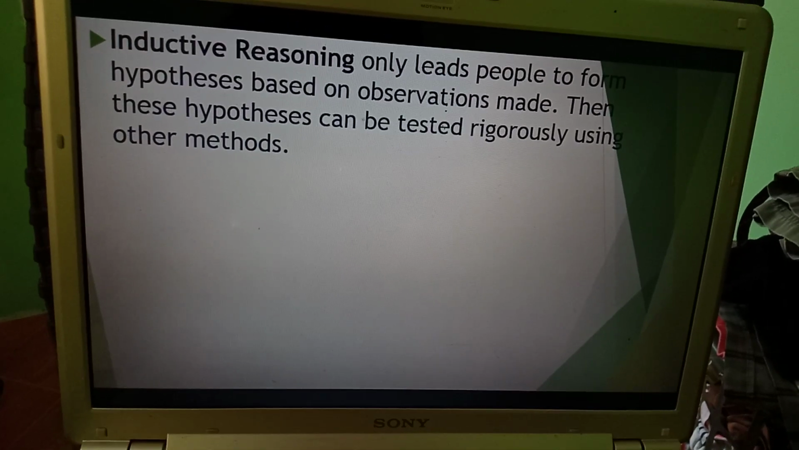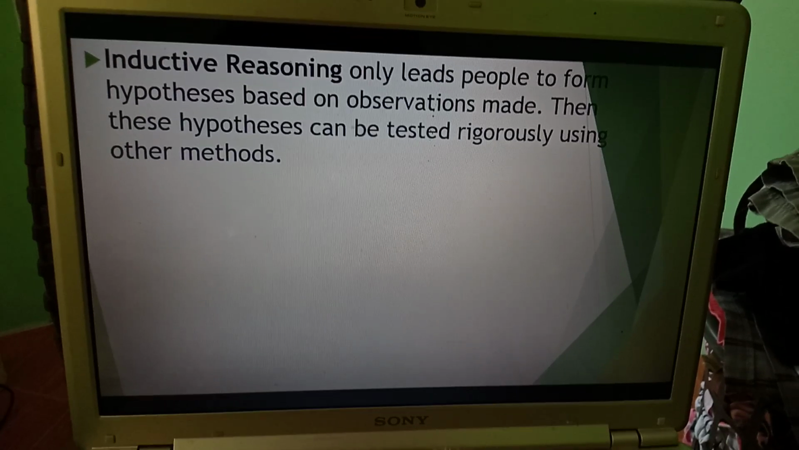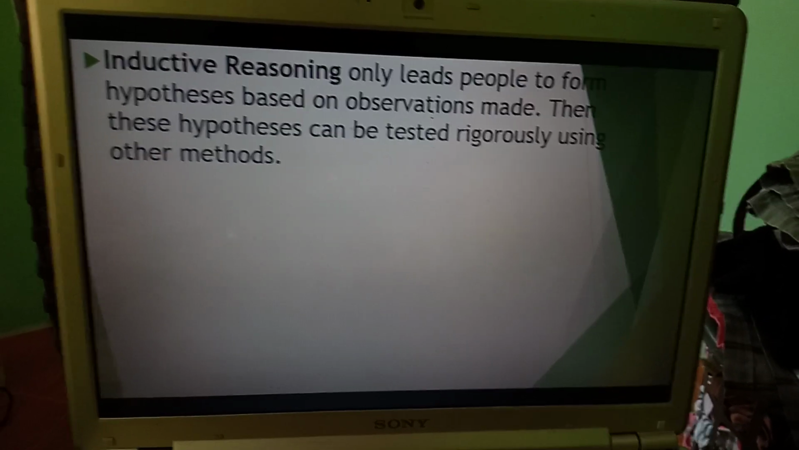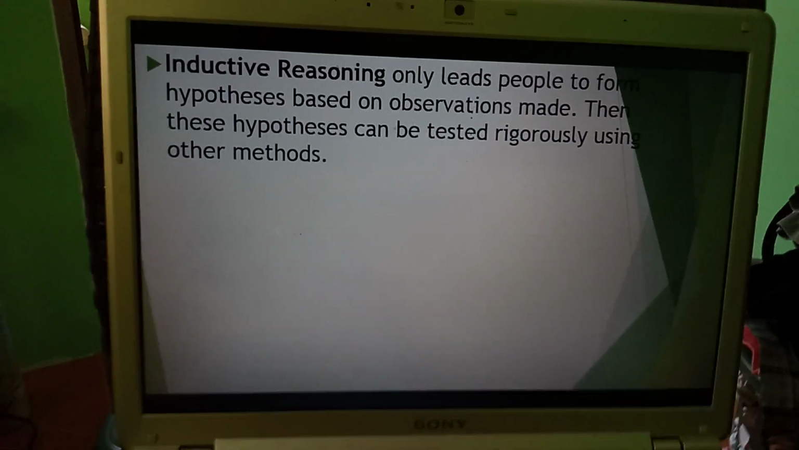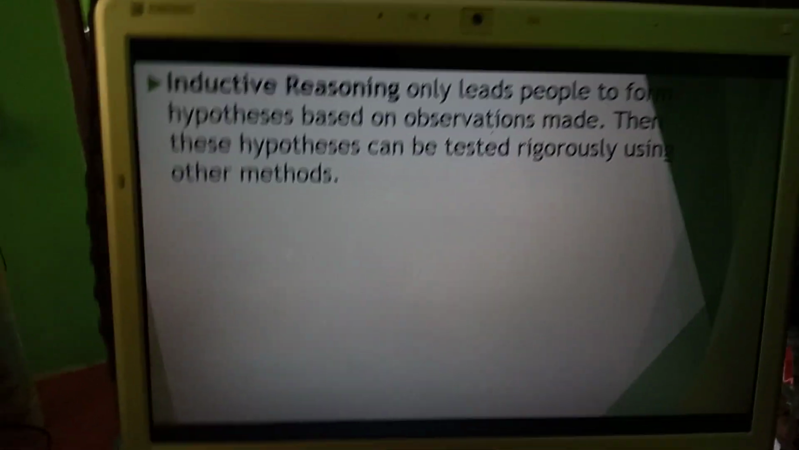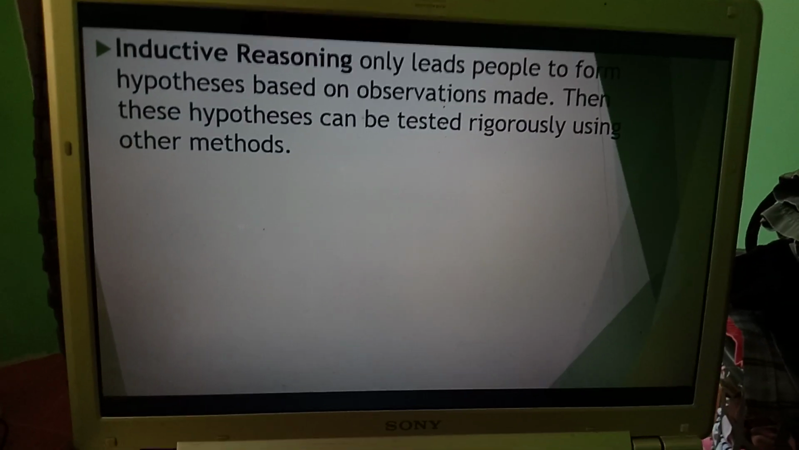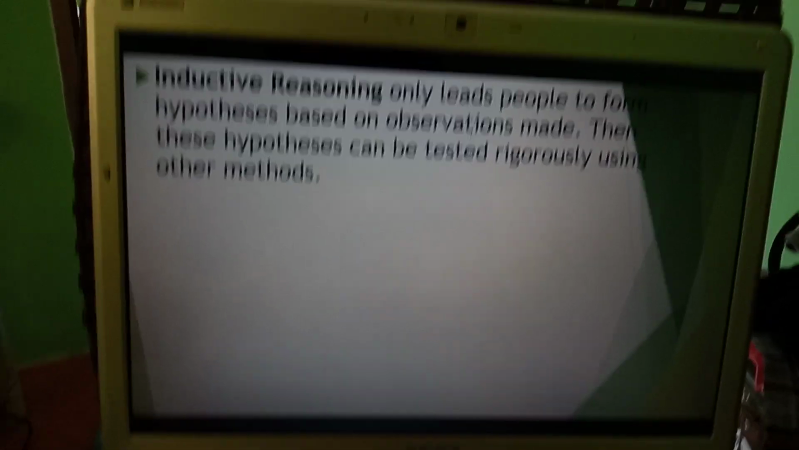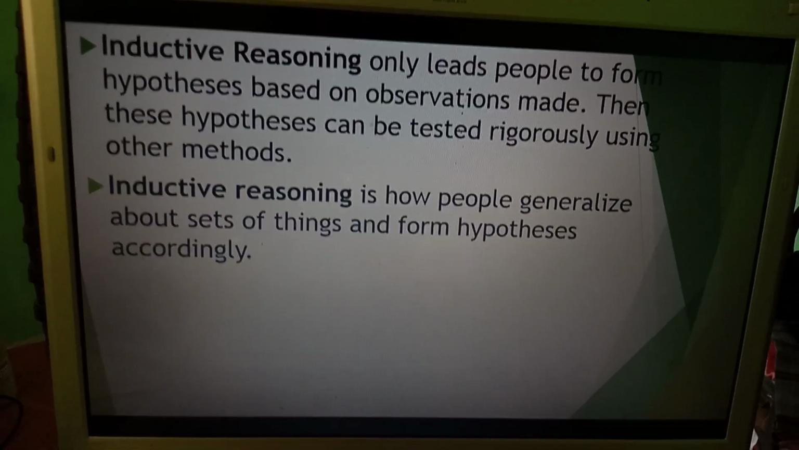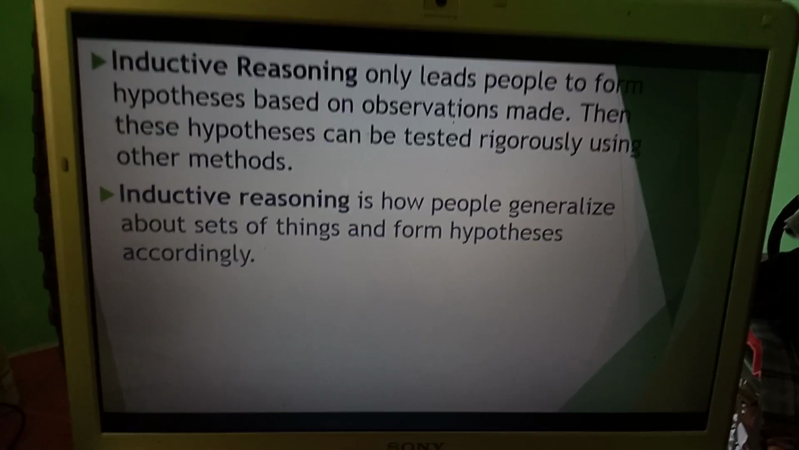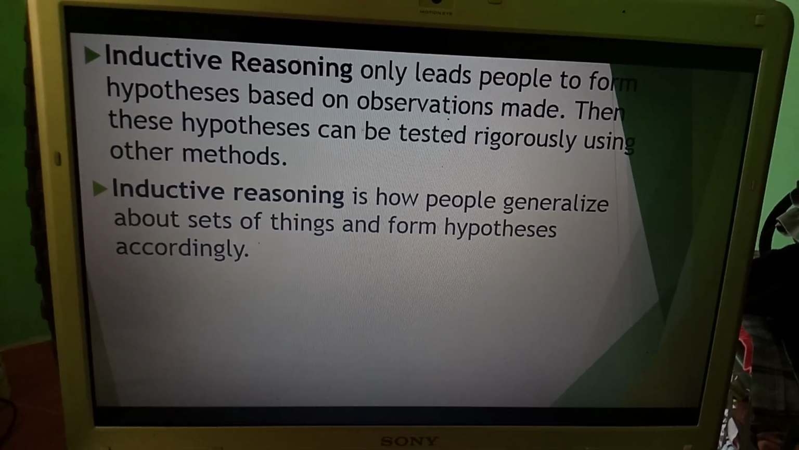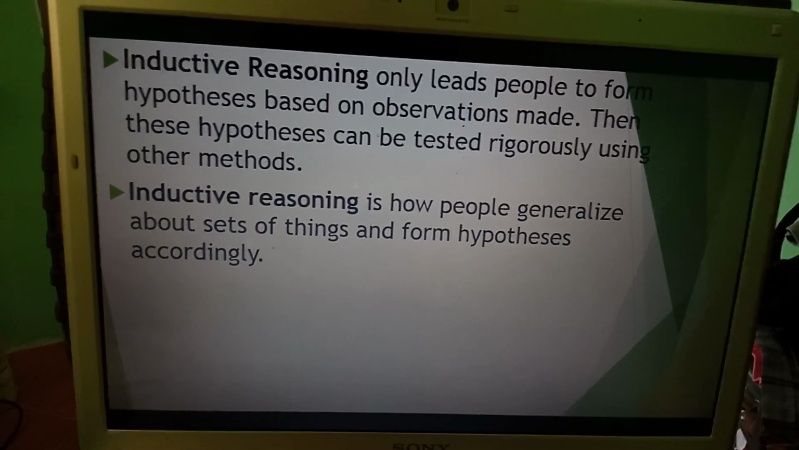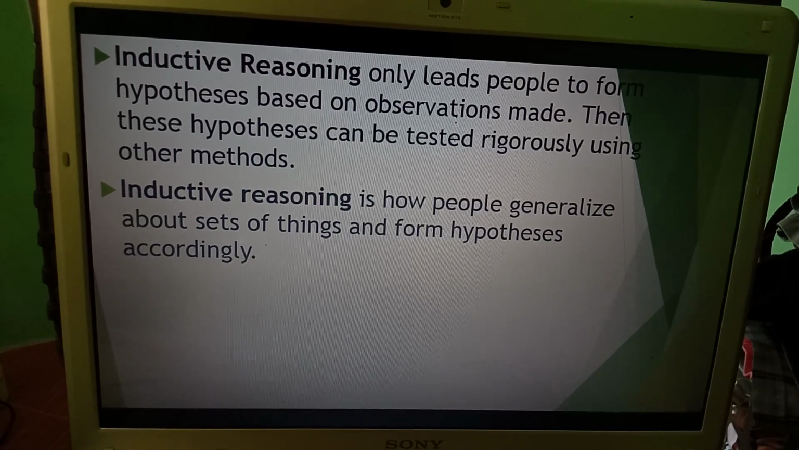Okay? So, inductive reasoning only leads people to form hypotheses based on observations made. Then, hypotheses can be tested rigorously using other methods. So, sabi ko nga kanina, inductive reasoning can only lead us to make a hypothesis. It's just a guess. It's just our intuition on what will happen. Okay? So, it can be tested using other methods. Okay? So, inductive reasoning is how people generalize about a set of things and form hypotheses accordingly. So, ito, nag-generalize tayo, sinasabi natin na, okay, lahat ng, for example, ano bang maganda?